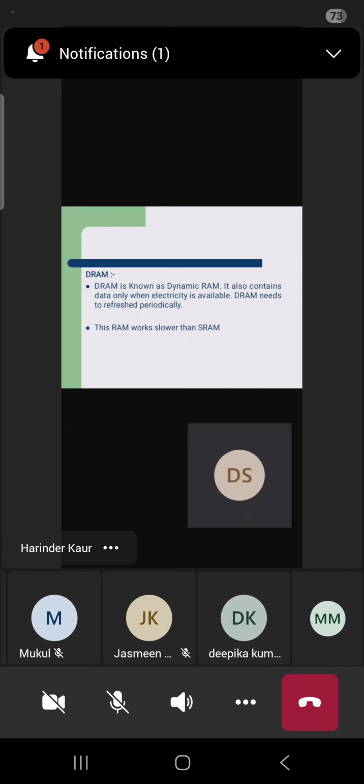Next, ROM, that is, read only memory. As the word refers, mainly it can only read the data which is stored in it. So it contains the basic input output of the system. So this is volatile in nature.